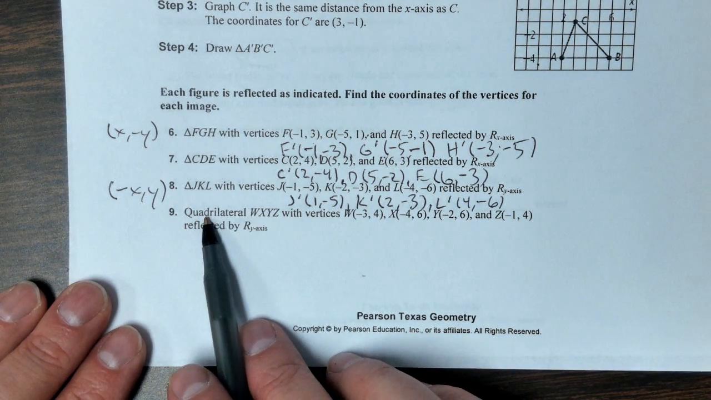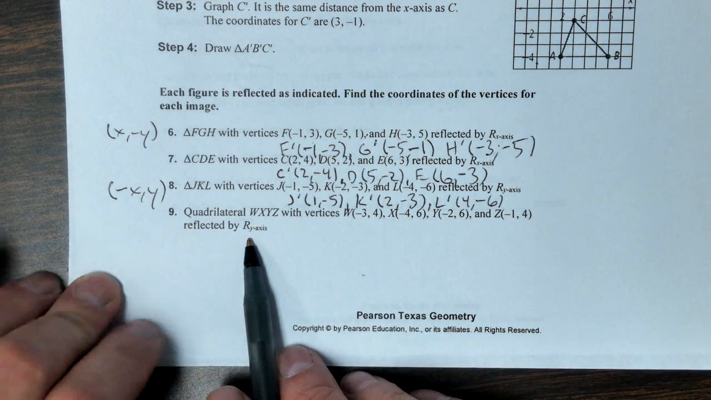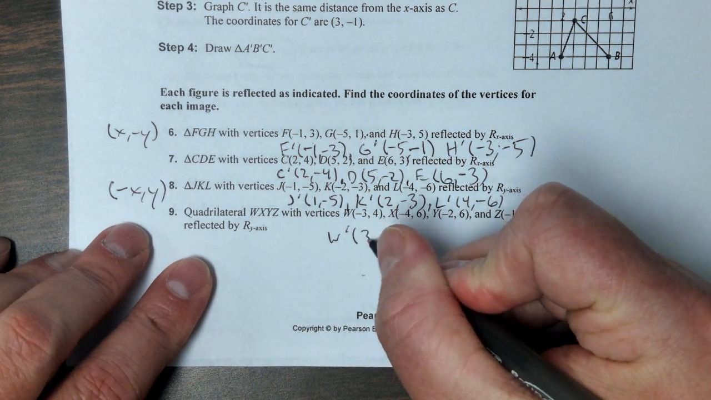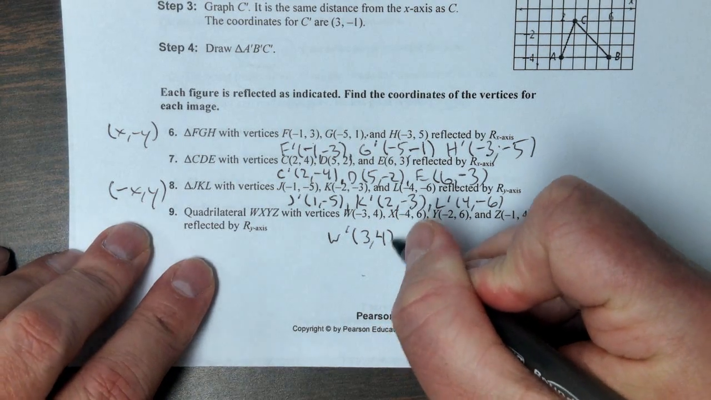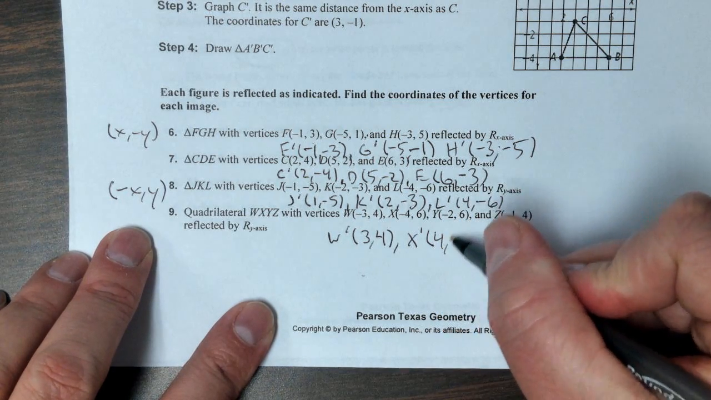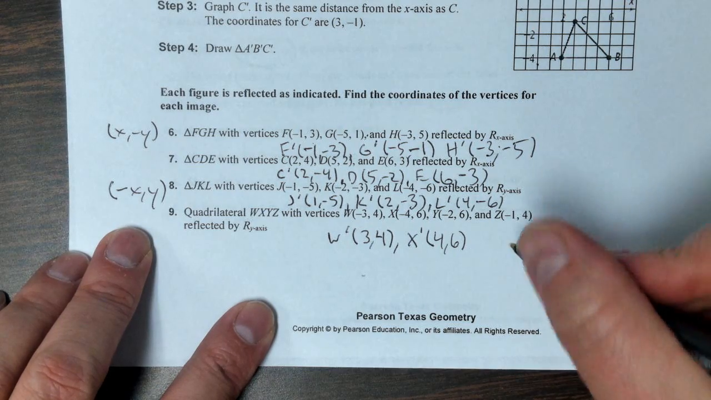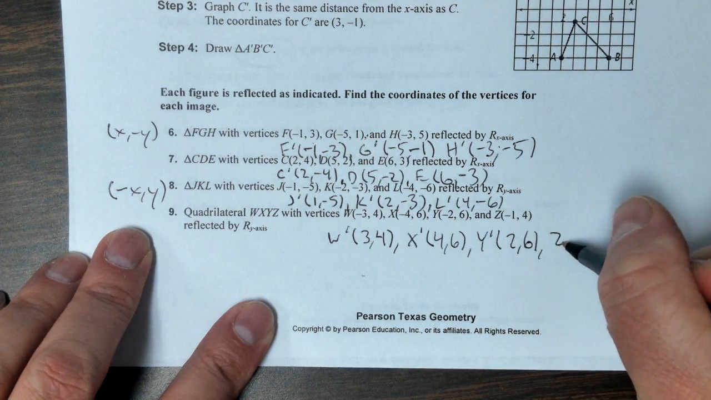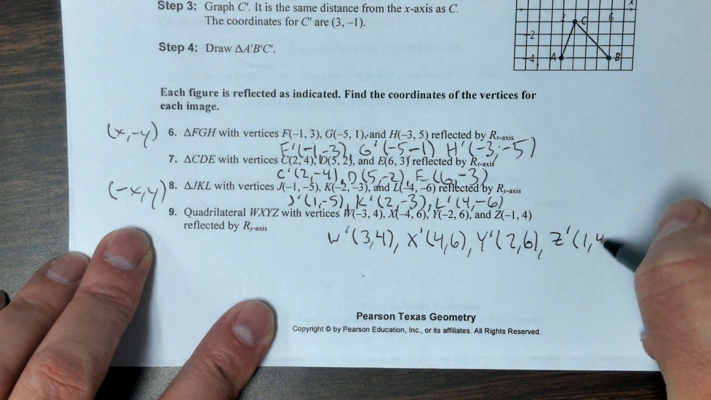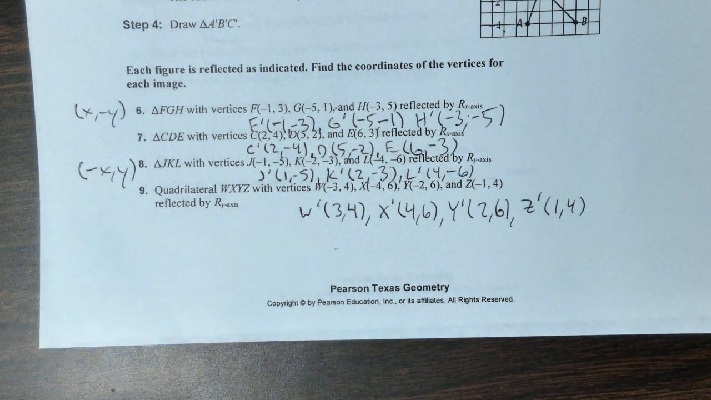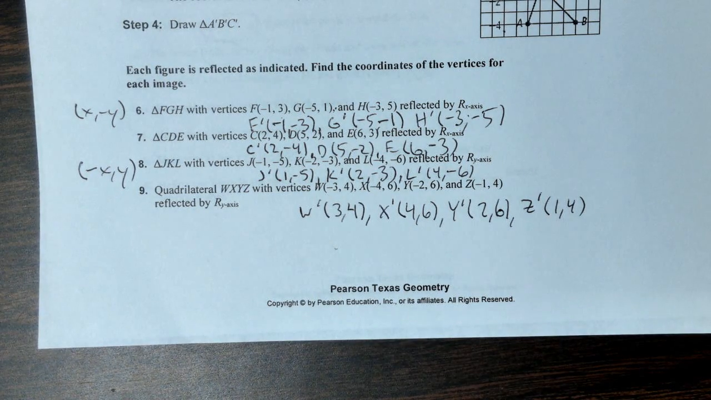This one, the only difference is it's a quadrilateral, and you're going to have 4 points, and use the same rule. So W prime would be 3 comma 4. X prime would be 4 comma 6. Y prime would be 2 comma 6. And Z prime would be 1 comma 4. So we're basically changing the x's to the opposite sign of what they were originally and making the y value stay the same.